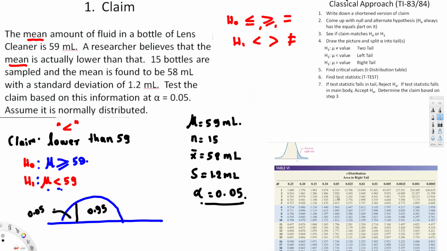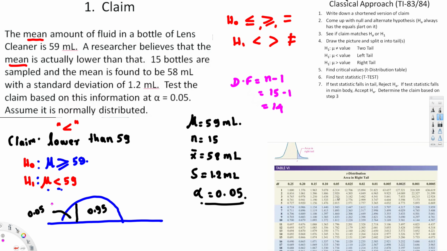After that, find the critical values using the t distribution table. So we are going to use this t distribution table right here. But before we do that, we have to know one more thing: we have to find the degrees of freedom. To find the degrees of freedom, we use this equation: degrees of freedom is equal to n minus 1. N is the number of samples, that is 15, minus 1, and that gives us 14. The 14 degrees of freedom and the alpha are all we need to find the critical value.